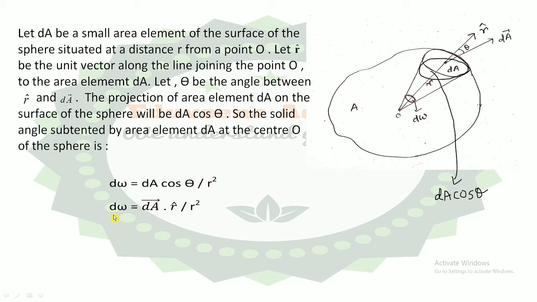So in vector form, d omega is basically dA dot r cap. Basically the projection is dA cos theta, so dA dot r cap gives the projection. So dA dot r cap by r square is the expression of the solid angle we are getting over here. Okay, this formula has to be remembered. Let's talk about the next slide.